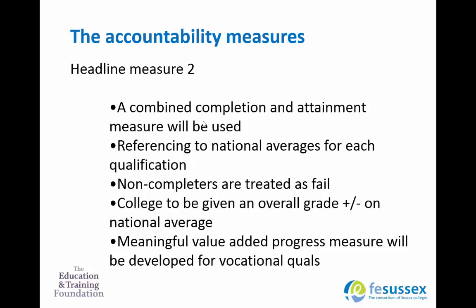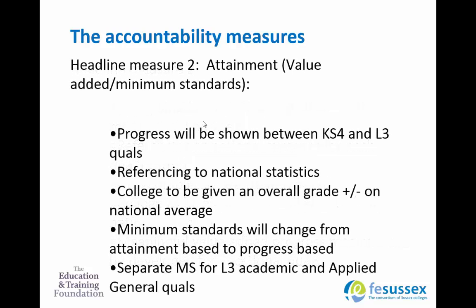The second headline measure combines completion and attainment. Again, reference to national averages. Third bullet point down, non-completers are treated as a fail. Now a partial non-completion is another case, but non-completers will clock immediately as a fail. The other unknown quantity at the moment is the last bullet, where it says meaningful value added progress measures will be developed for vocational qualifications, so we look forward to receiving those.